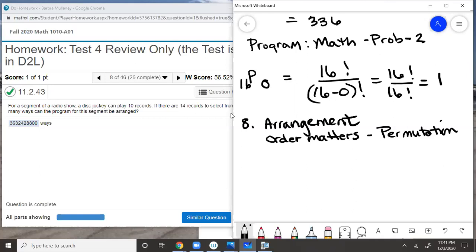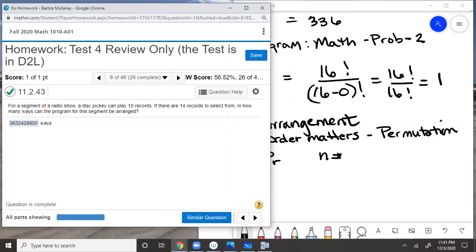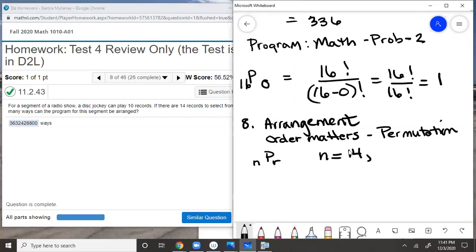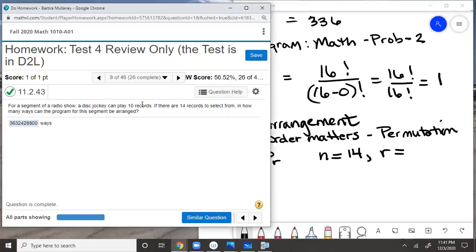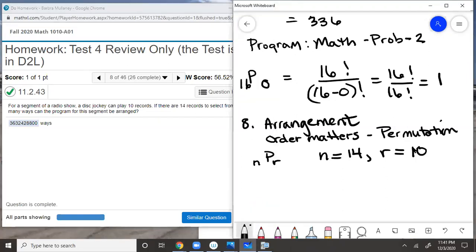So we're going to use our permutation formula for n items taken r at a time, where in this problem, n is the total number of records that they can choose from, which is 14, and r is the number of records that they're going to play, which is 10. So we just put this in our formula, the permutation of 14 items taken 10 at a time. So really quick, let's do the formula by hand.